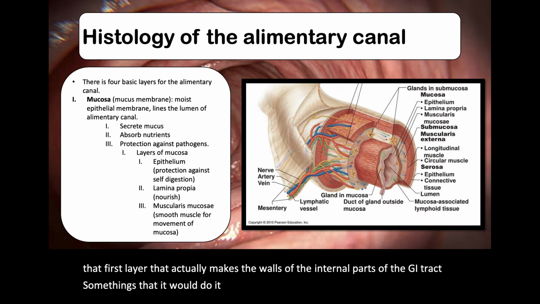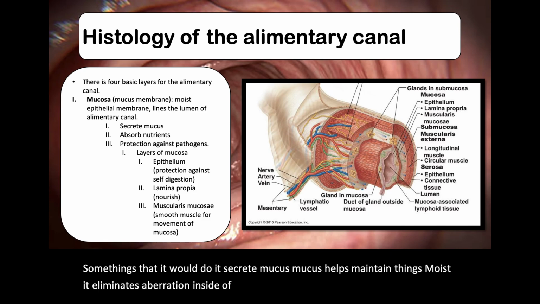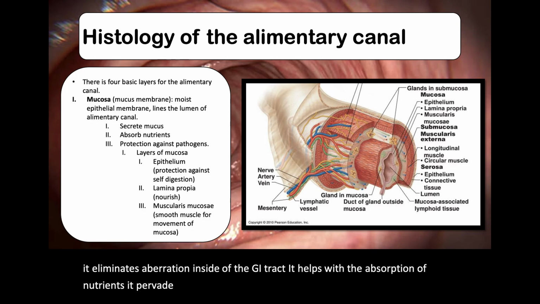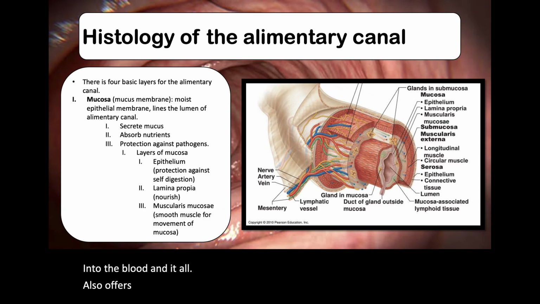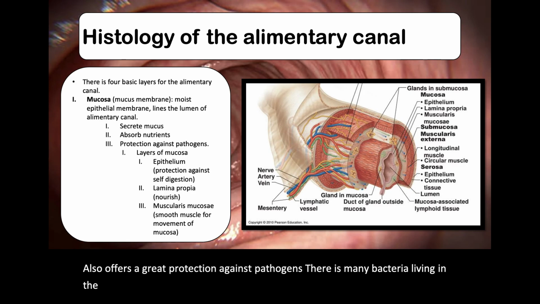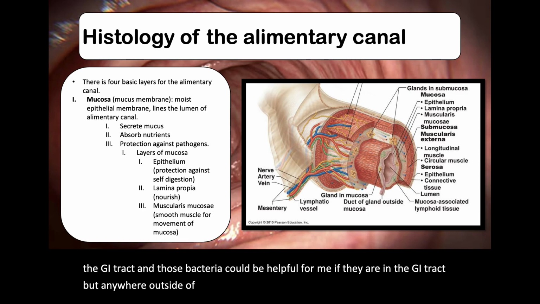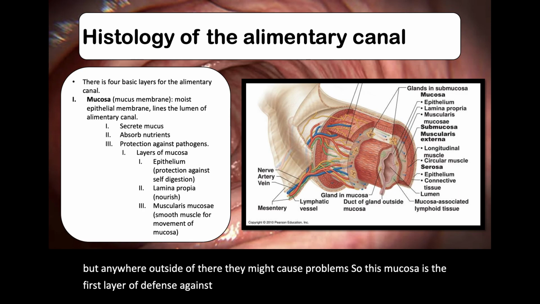Mucus helps maintain things moist. It eliminates aeration inside of the GI tract. It helps with the absorption of nutrients. It provides a medium for the diffusion of those nutrients into the blood, and it also offers a great protection against pathogens. There's many bacteria living in the GI tract, and those bacteria could be helpful for me if they are in the GI tract, but anywhere outside of there, they might cause problems. So this mucosa is the first layer of defense against these bacteria inside the GI tract.